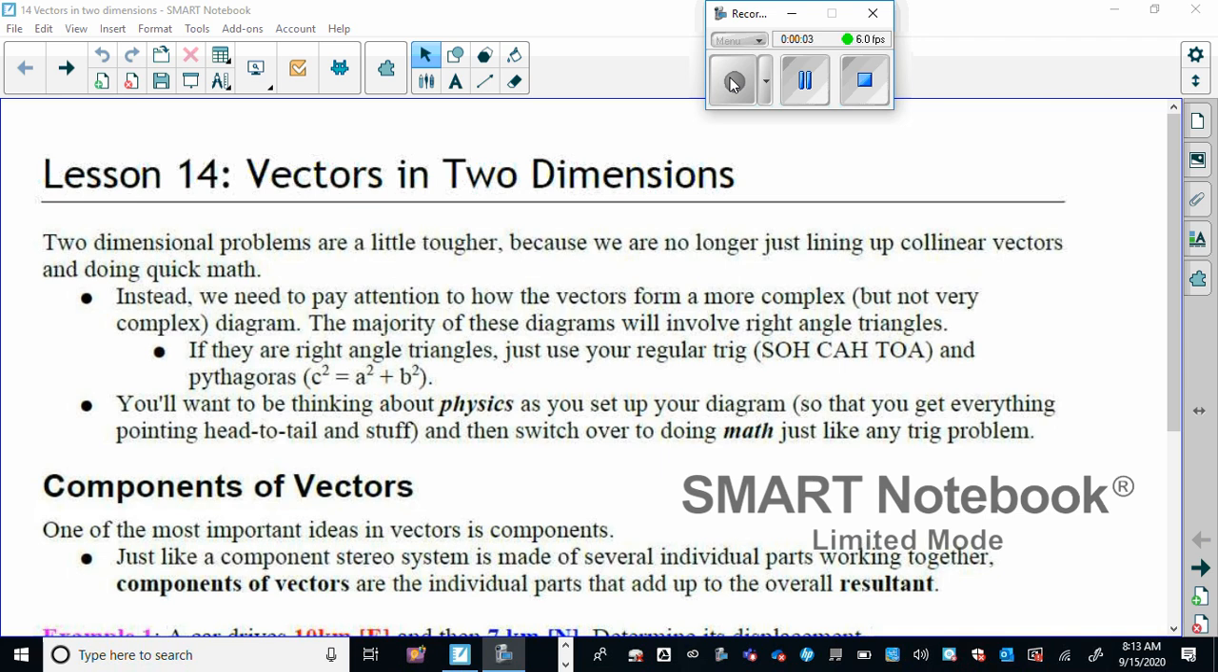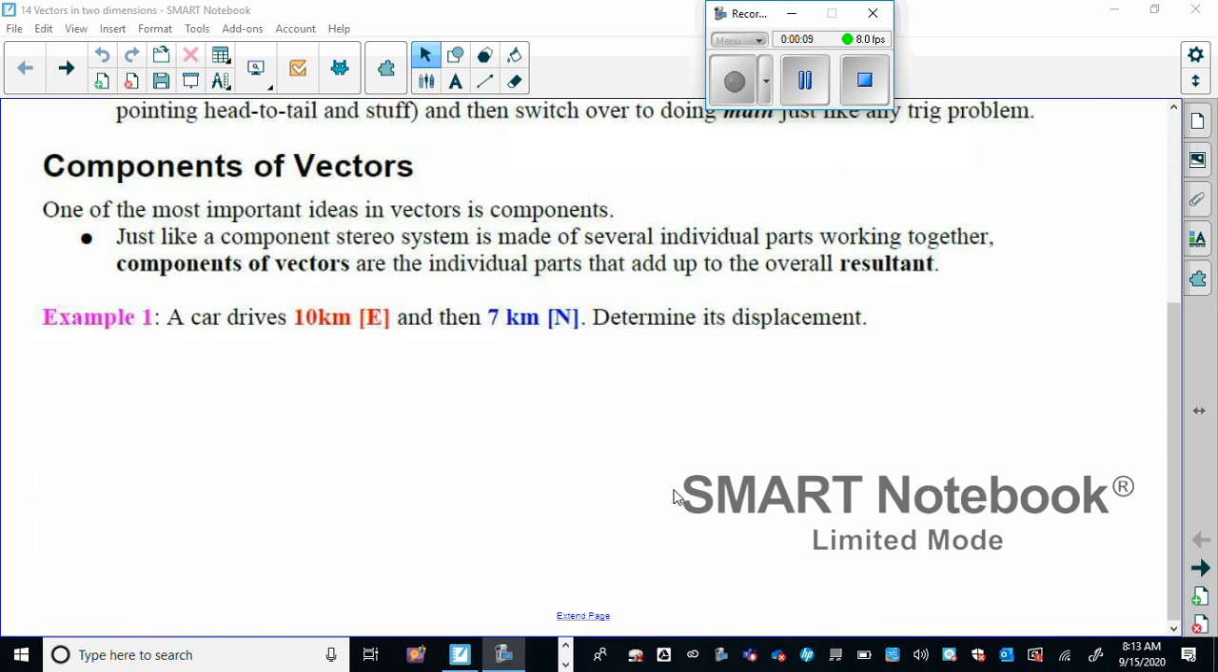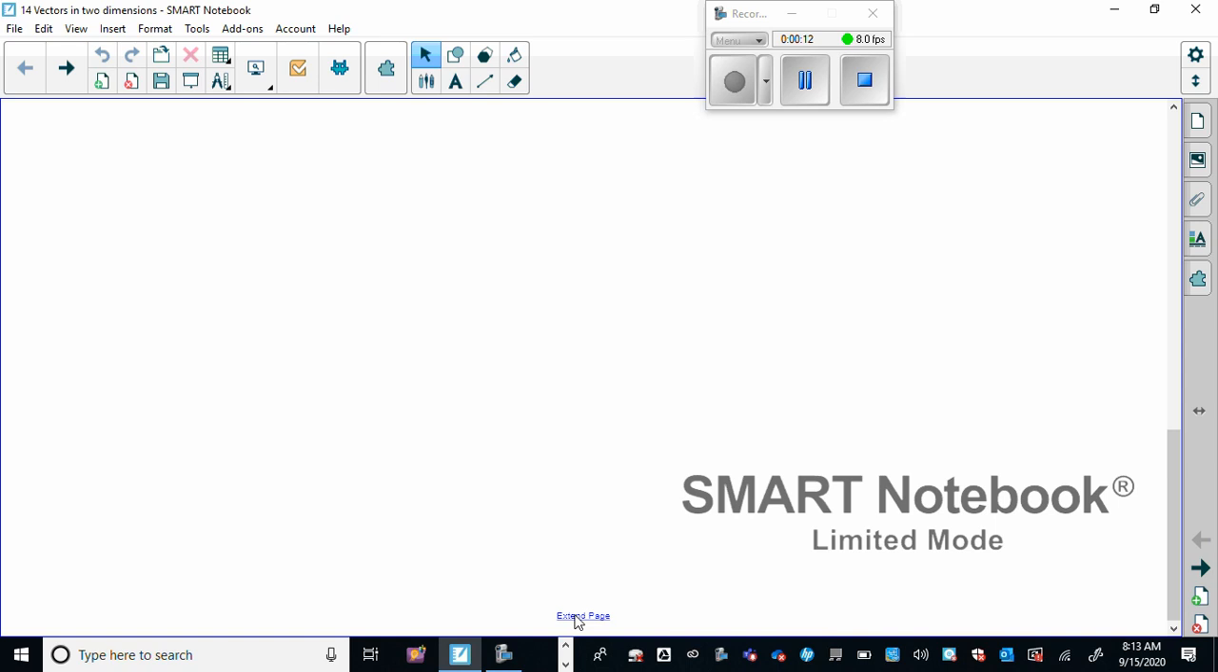Lesson 14 is vectors in 2 dimensions, which is quite a bit more difficult than vectors in 1 dimension. Let's just quickly review what we mean so you know the difference. Anytime you're talking about vectors in 1 dimension, they are going along the same line. They can be going in different directions along the same line, but it's along one line. So these are examples of vectors in 1 dimension.